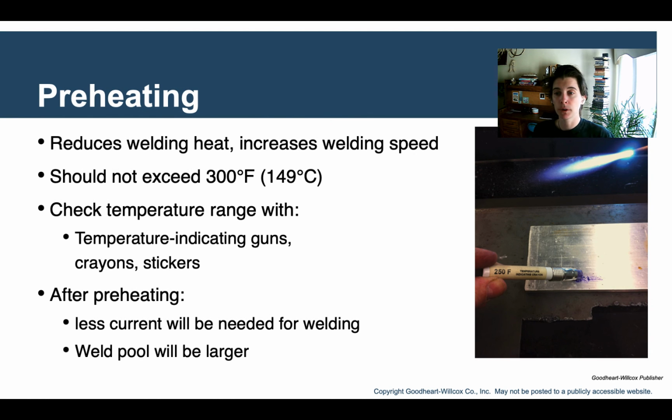Preheating for aluminum is doable and does help sometimes with reducing the heat that you have to do for the weld. It makes the welding speed faster. You don't want to heat it more than 300 degrees Fahrenheit for aluminum. You can check the temperature range with these guns, basically digital thermometers, or use these crayons, or there are different stickers that you can stick on that change color when it gets to the temperature. But don't do it above 300.